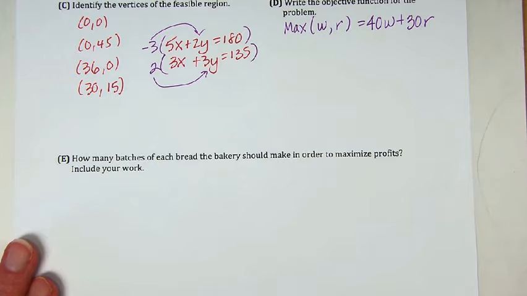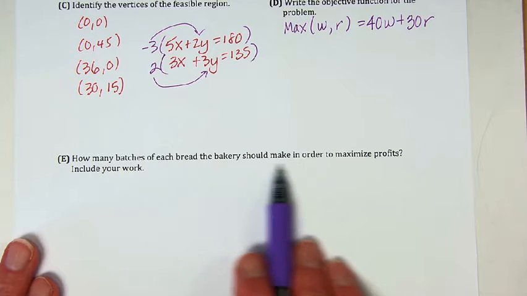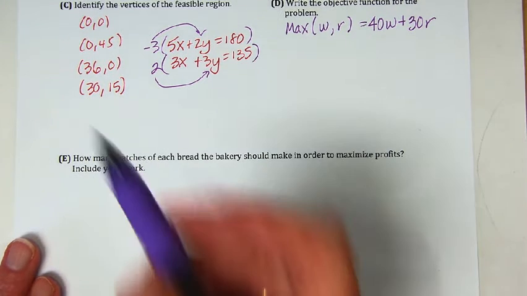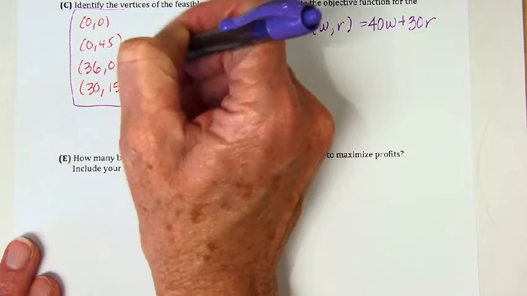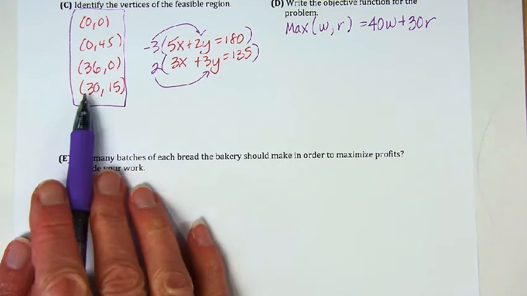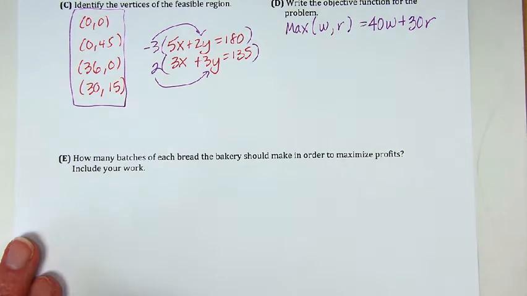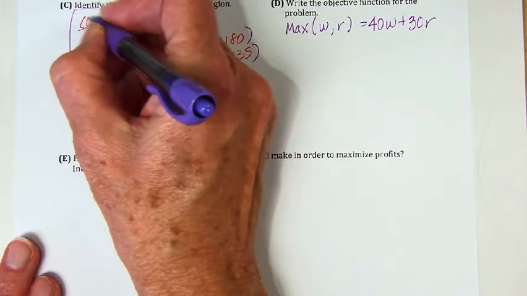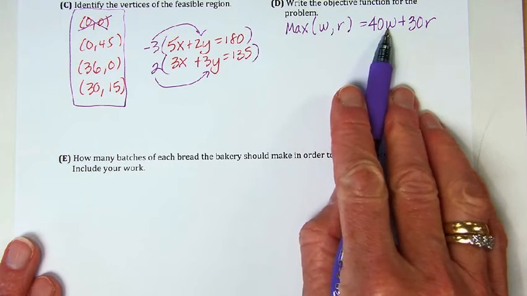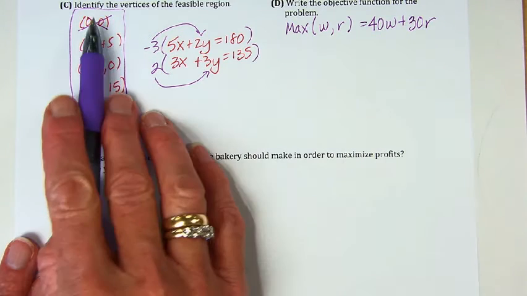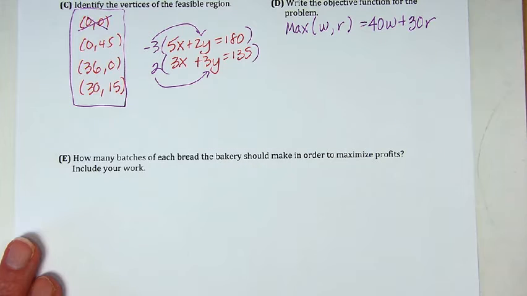Last but not least, how many batches of each bread should we make in order to maximize our profits? Well, the beautiful thing about the feasible region is that the maximum is going to occur at one of these vertices. Now, I'm pretty sure if I don't make any batches of wheat and any batches of rye, I'm not going to make any money at all. So I am so sure that that is not going to be my correct answer.